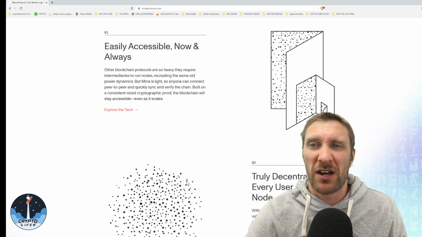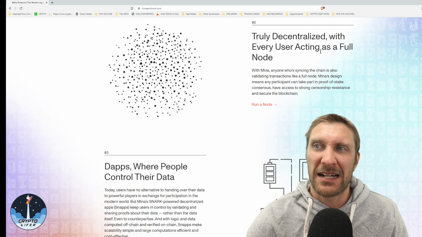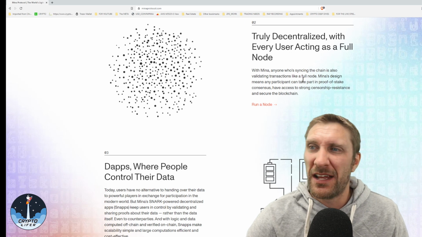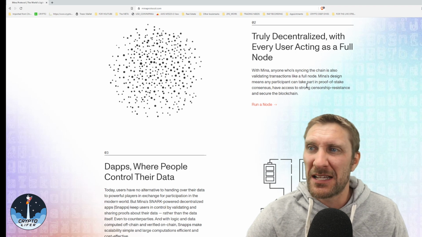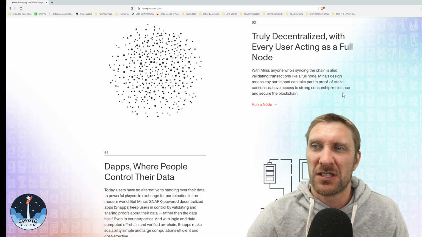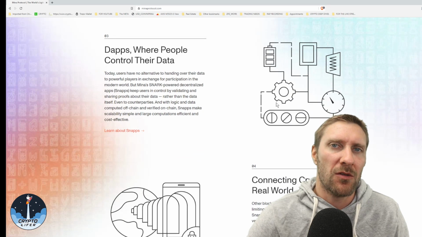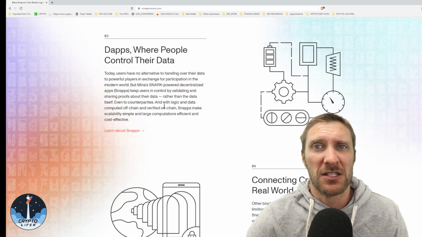Like, it was never going to get that big. It's insane. It's truly decentralized with every user acting as a full node. With Mina, anyone who's syncing the chain is also validating transactions like a full node. Mina's design means any participant can take part in the proof-of-stake consensus, have access to strong censorship resistance, and secure the blockchain. Right? If more people can download and more people can be nodes, then the blockchain is probably very, very secure. This is very interesting.